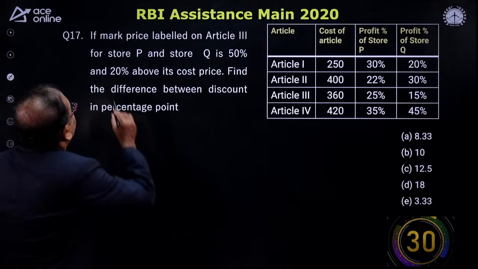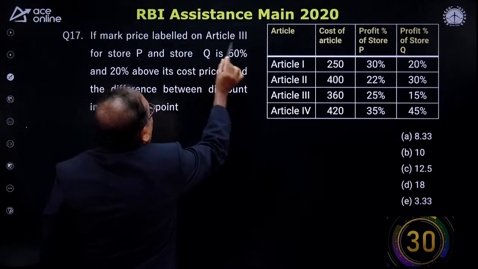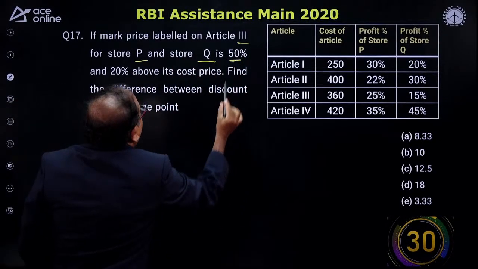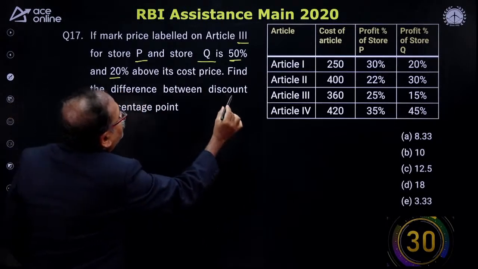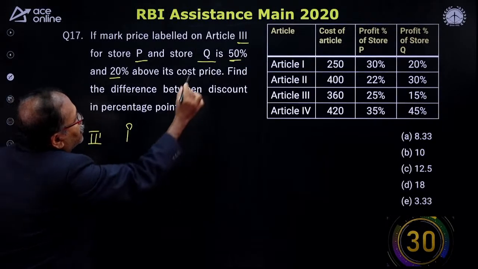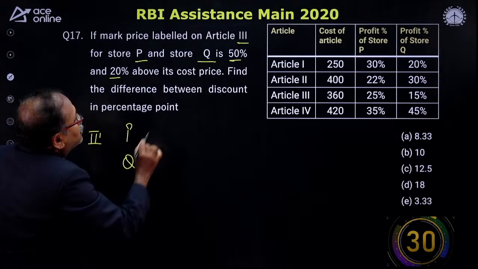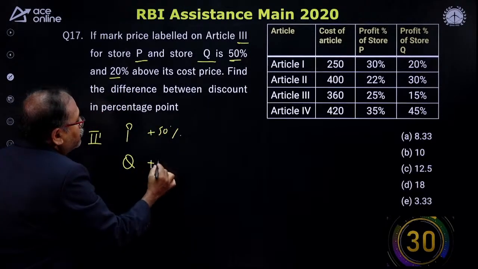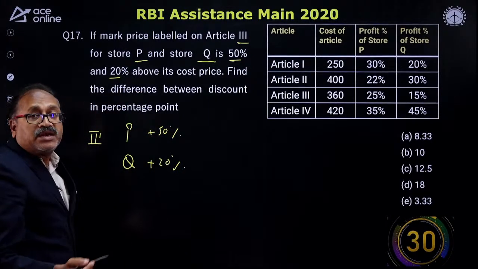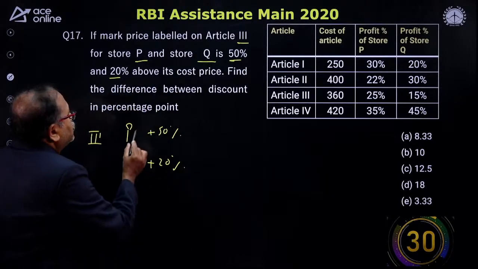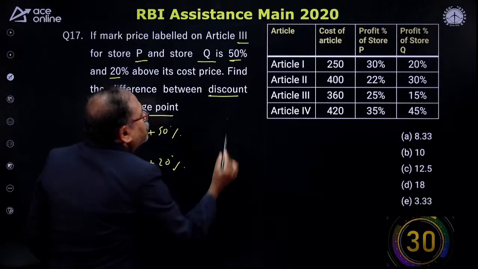Look at the question here. If the mark price on article 3 for stores P and Q is 50% and 20% above the cost price. Okay, article 3 it is talking about. Then for P and Q, the mark price is 50% above the cost price, and here 20% above the cost price. Hope you are understanding this part. The next one, then find the difference between the discount percentage points.